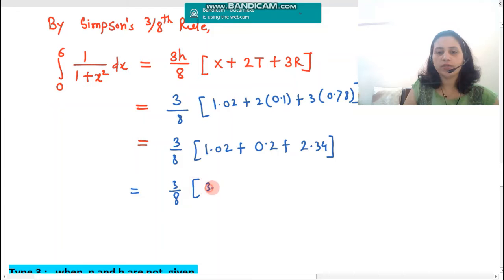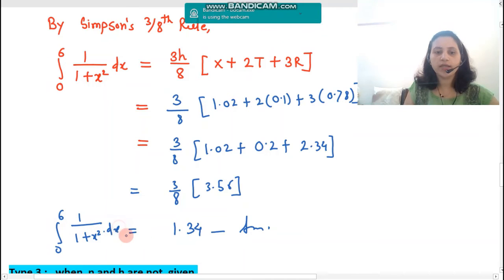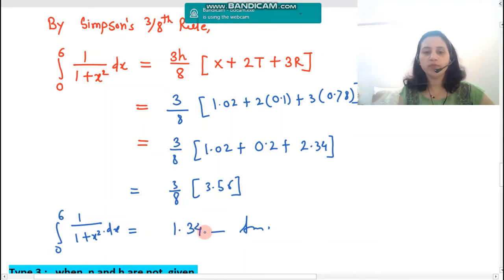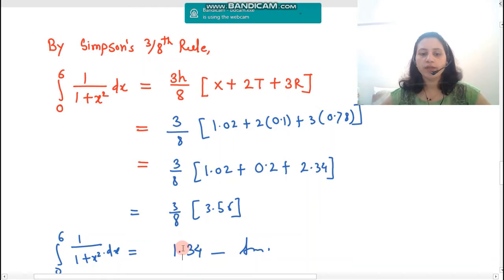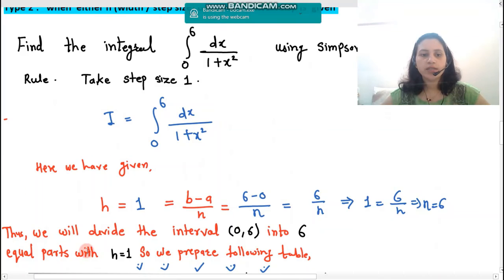Add all the quantities, you will get this one, right? And the last answer is 1.34. Okay, so this is the final answer. So the integration from 0 to 6 of 1 upon 1 plus x square dx is equal to 1.34. So this is the final answer, and in such type of examples they have given us the value of h, right? h is equal to 1, and by using the value of h equal to 1 we can find out the value of n and so on, right?